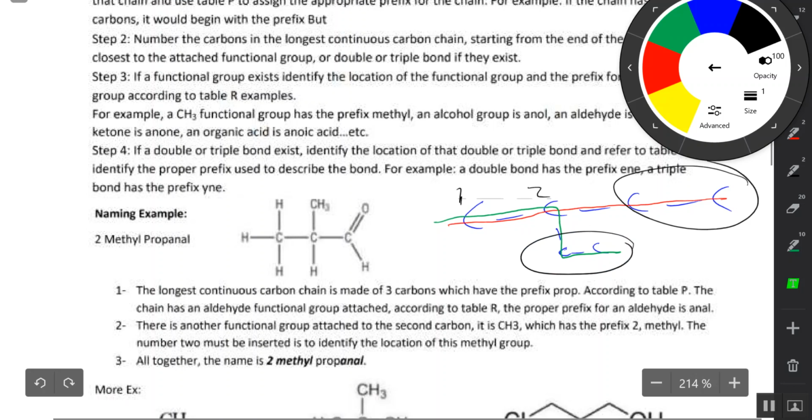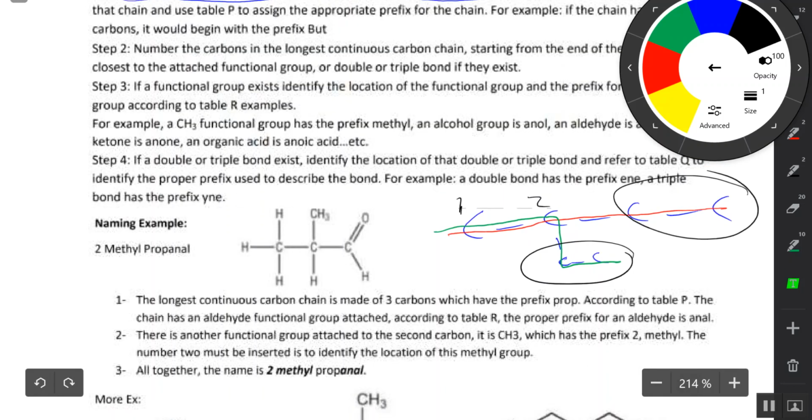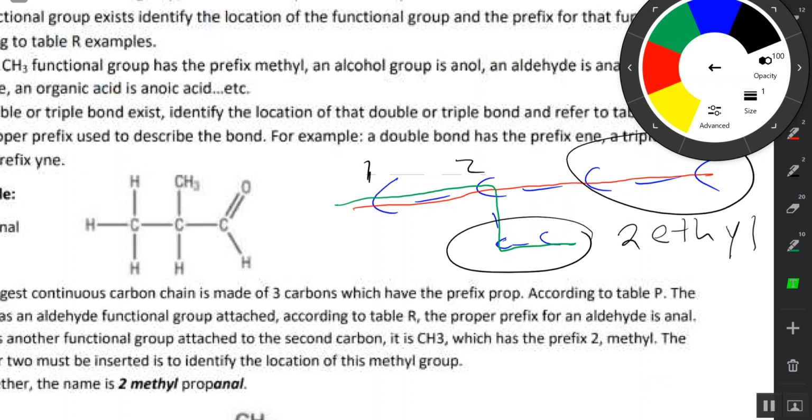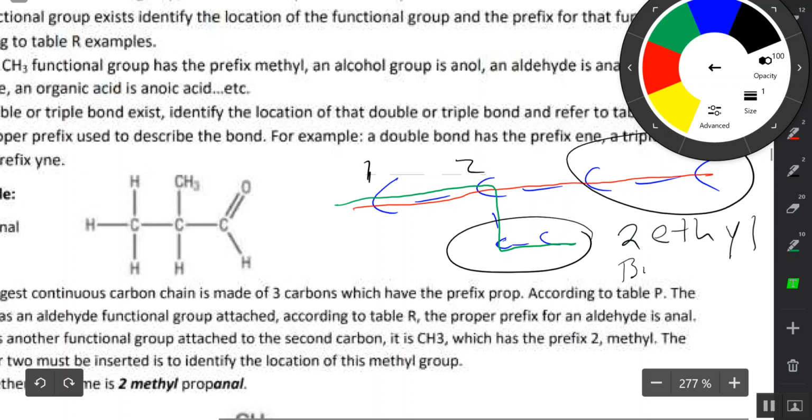Okay, so in this case, the name of this would be 2-ethyl. Two carbons, YL to indicate that they're attached to the chain, and then the chain name, since it's all single bonded, is bute. The longest chain has 4 carbons, so the prefix for 4 carbons is bute, and all these carbons are single bonded, so ANE is the ending.